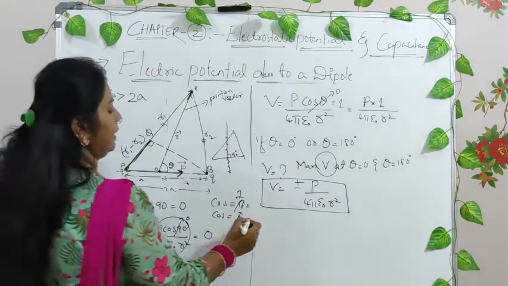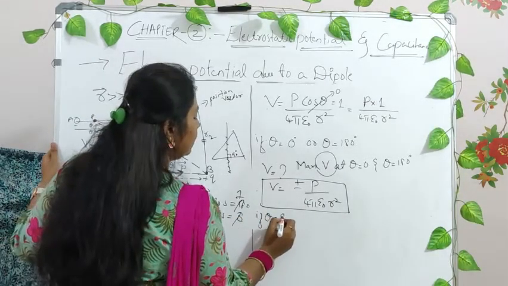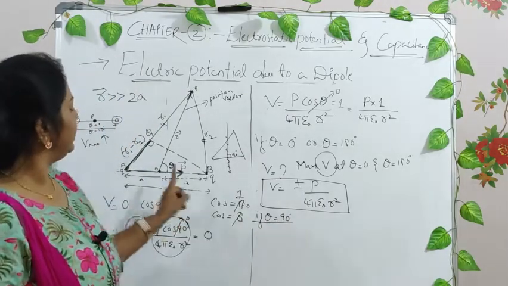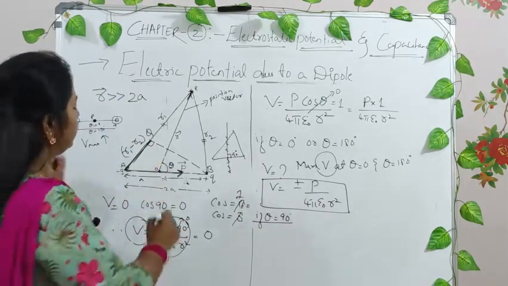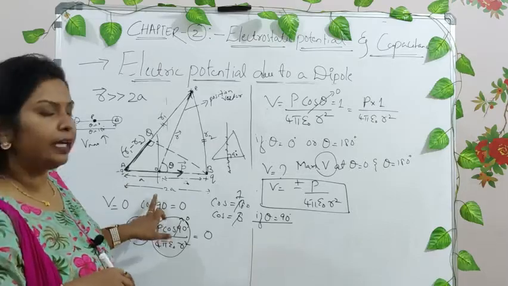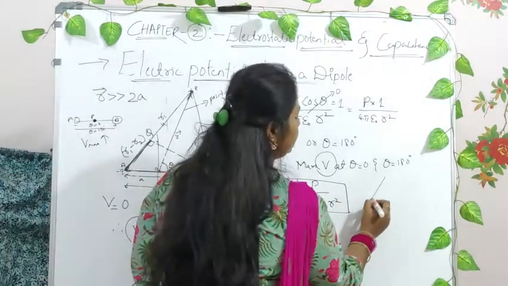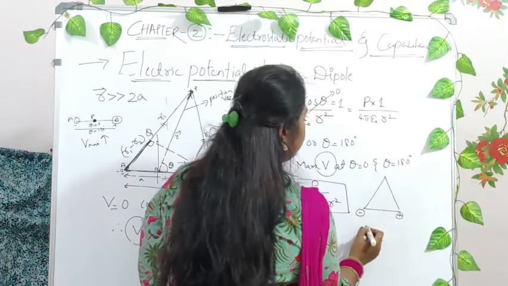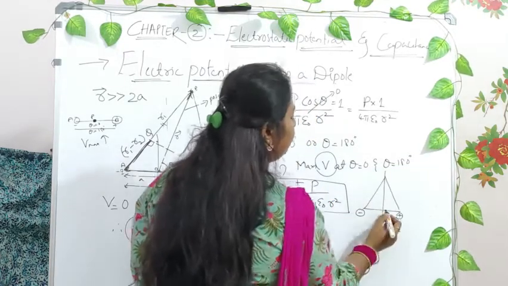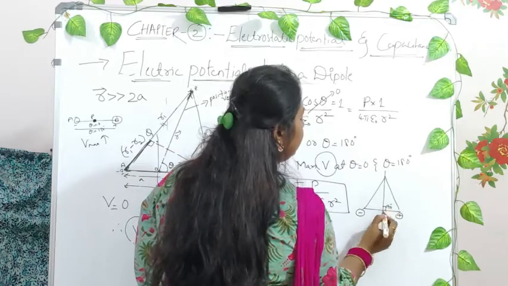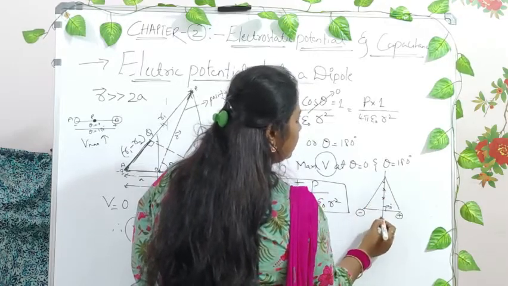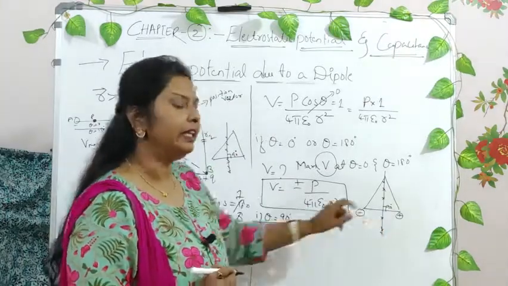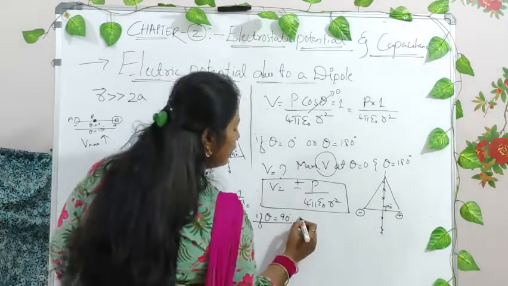Now, in the second case, if theta is equal to 90 degrees, what does this mean? What does this case say? Theta equal to 90 means the point should be on the equatorial line. How do you represent it? Say for example, this is the dipole, negative, positive. Now this is the equatorial line making an angle of 90 degrees. Any point on this equatorial line making an angle of 90 degrees will have 0 potential.